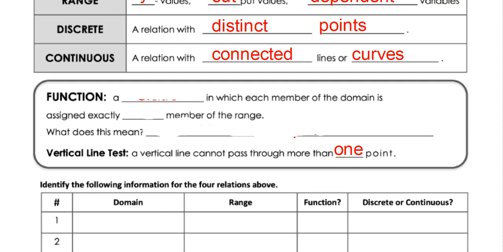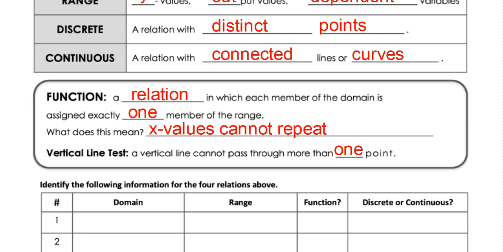All right, so once we have a relation, we can also sometimes have a function with that. So a function is a relation where each member of the domain is assigned to exactly one member of the range. So each x has one and only one y. That means that x values cannot repeat. So the way we test for that is something called a vertical line test. So this is where we draw a vertical line on our graph. And if we can draw a vertical line somewhere where it touches more than one point, then it's not a function. If we can draw a vertical line and it only touches one point, that means it is a function.